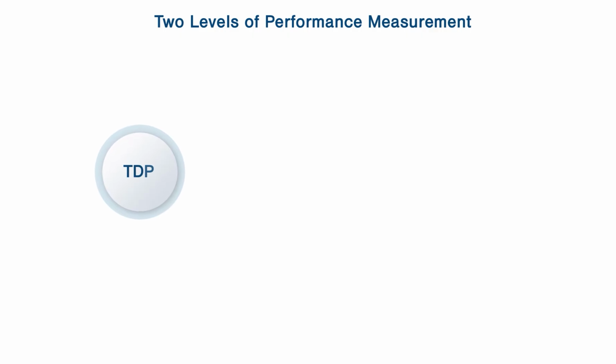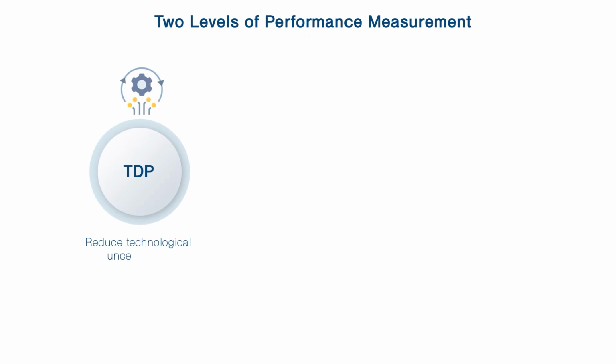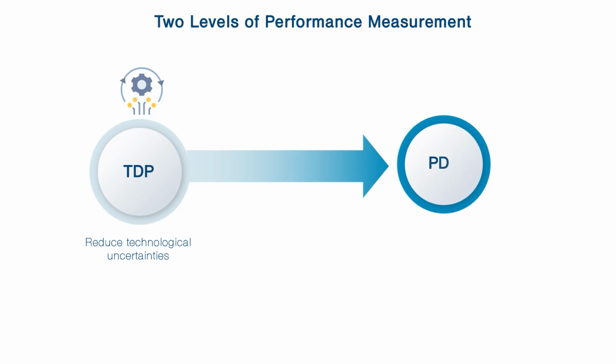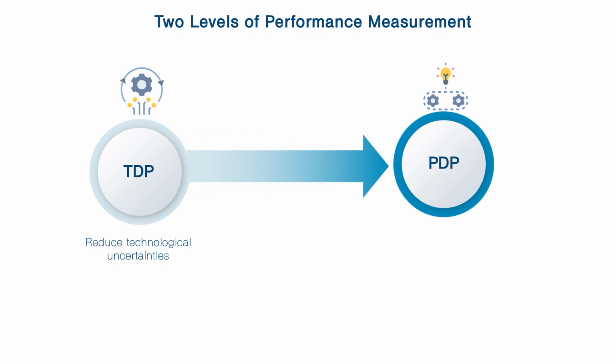First, the TDP, or Technology Development Process, aims to reduce the technological uncertainties. It does not deliver a result that can be launched to the market. It provides the confidence to implement the technology. It is then followed by the PDP, or the Product Development Process, which implements the technology through product or innovation development. The output of a PDP can be measured on the market.